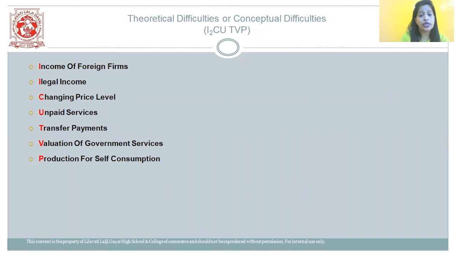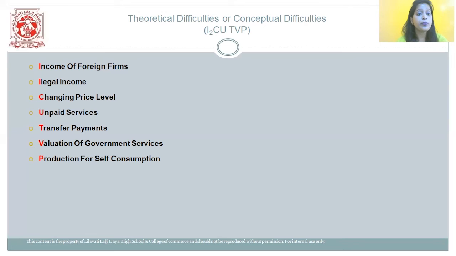Now, based on the location where the goods are produced, income generated from abroad needs to be avoided. So the first problem is income of foreign firms. Income from abroad needs to be avoided. Second one is illegal income. Income that is coming in from gambling, black marketing, etc., is not considered while calculating the national income.